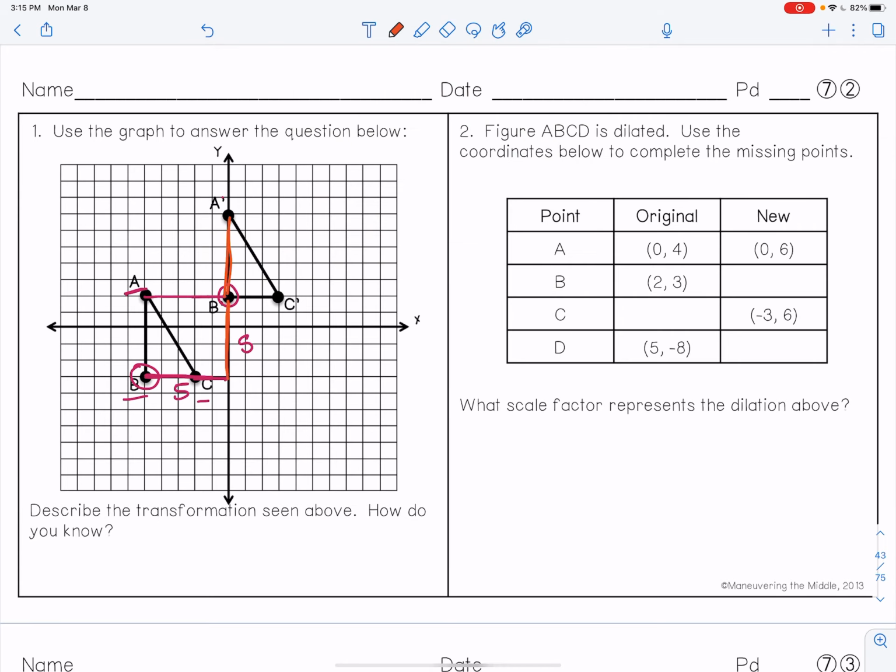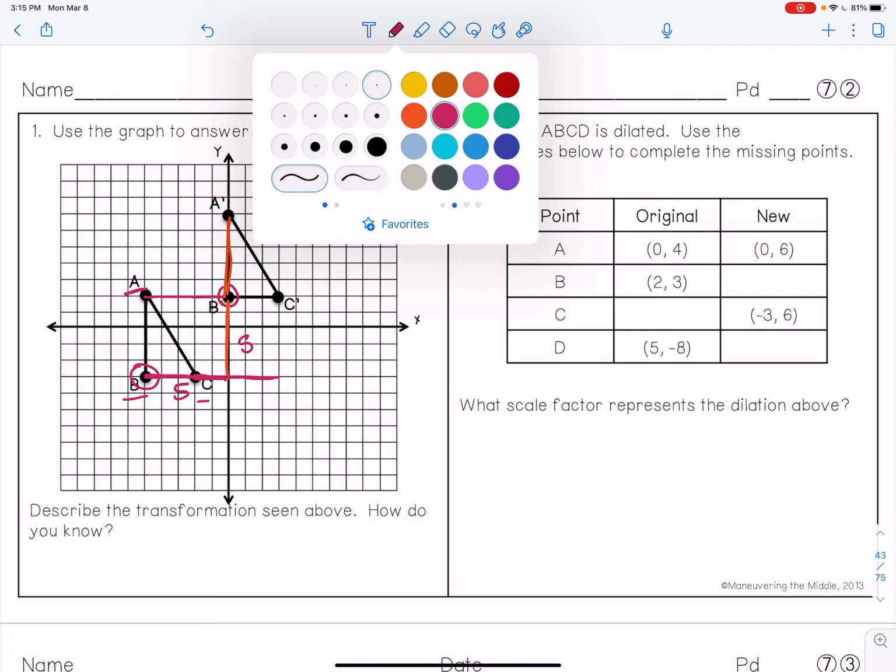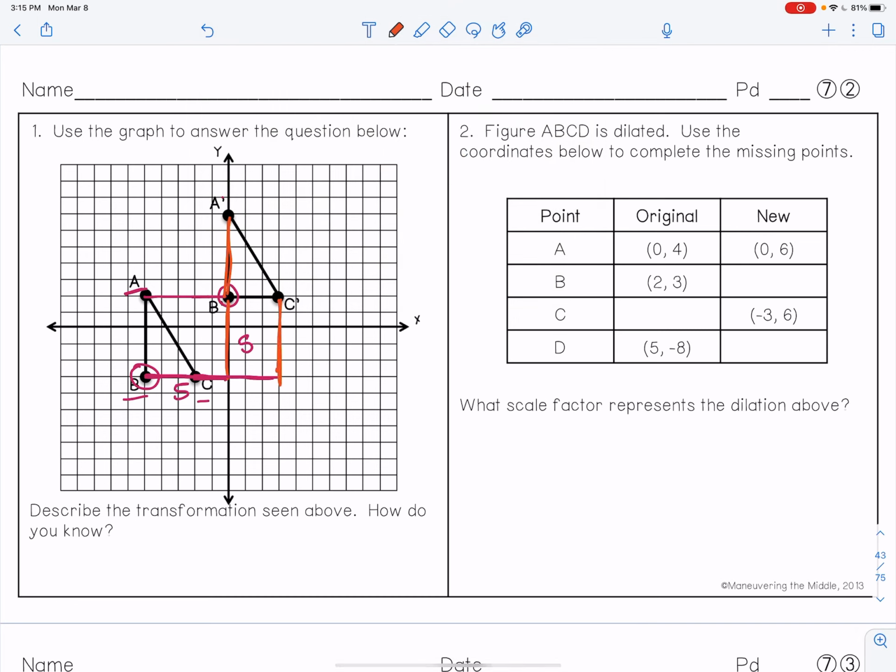It seems to work for all of it. Let's make sure for that C, we go over 5 and we go up 5. That's all I ended up doing. I went to the right side. So if I'm just moving it, I'm just pushing it over or up. That's when I move things. That's called a translation.